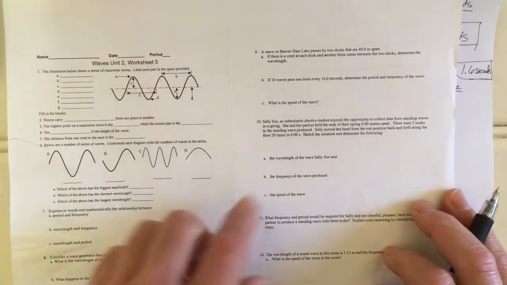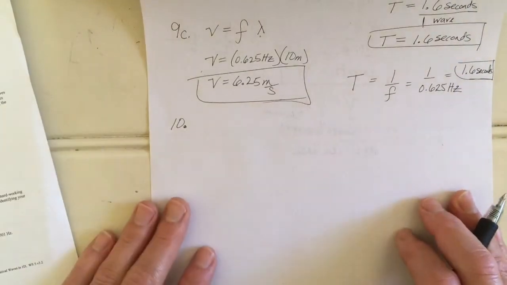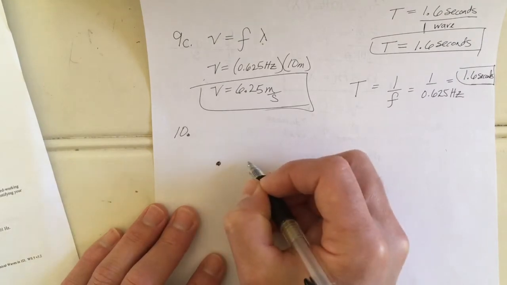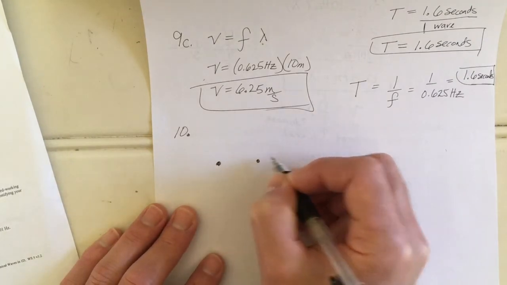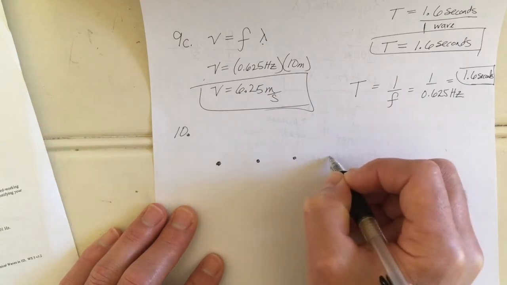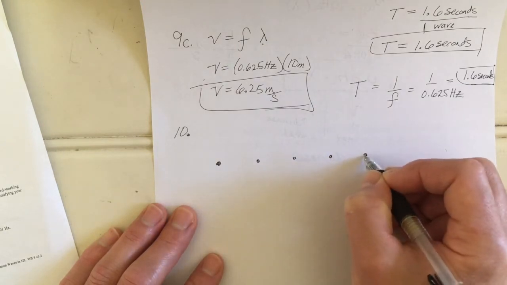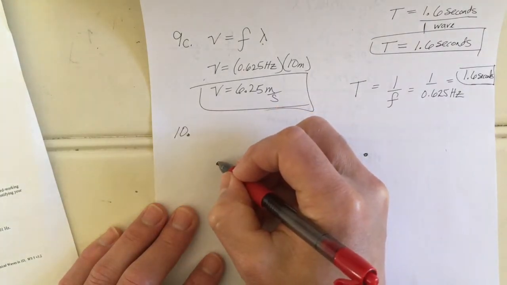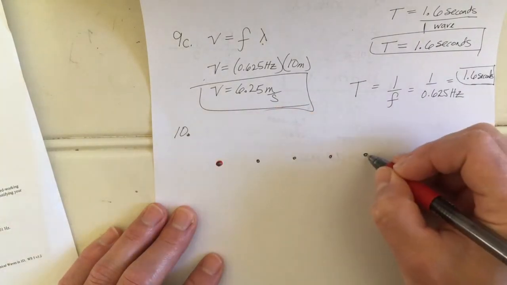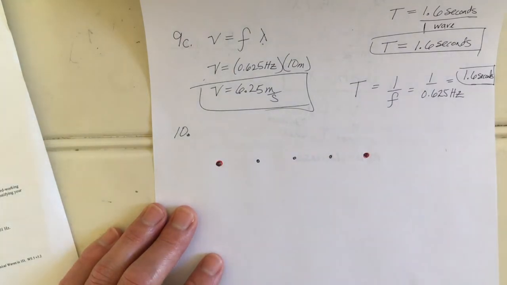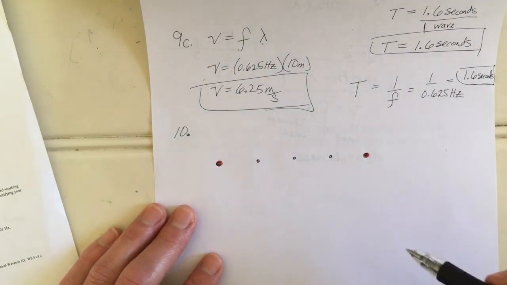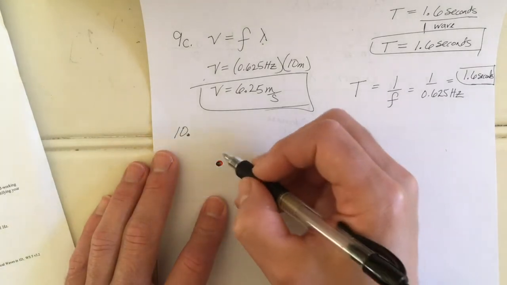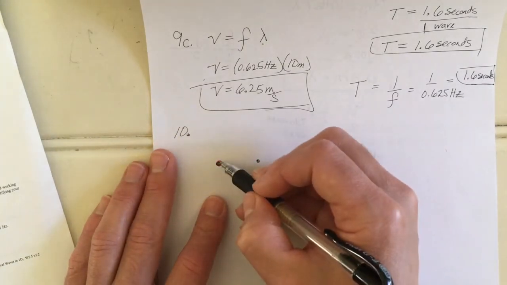Let's start with a sketch, because that's always the best way to start. So we're saying there's a node, then there are 3 more nodes, 1, 2, 3, and then another node, because the ends are where they're holding the slinky, or the spring. And then we can draw the standing wave that's produced.